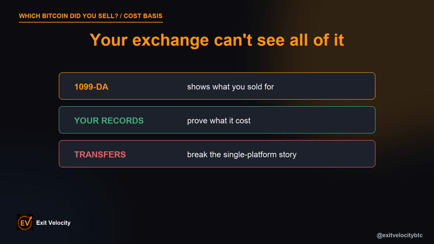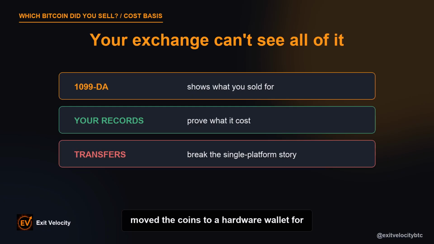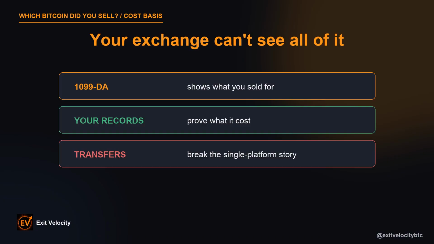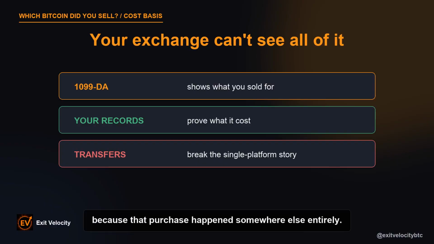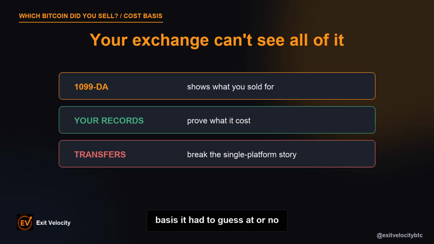Picture the realistic version. You bought on one app 2 years ago, moved the coins to a hardware wallet for safekeeping. Later sent some to a different exchange because the fees were better and sold there. The exchange where you sold sees coins that simply appeared in your account. It has no idea what you originally paid, because that purchase happened somewhere else entirely. So its form may show proceeds with a basis it had to guess at, or no basis at all. If you just copy that form onto your return, you might massively overstate your gain and overpay, or understate it and invite a letter. Either way, the only thing standing between you and that mess is a record you kept at the time of purchase, in the wallet the coins actually lived in.